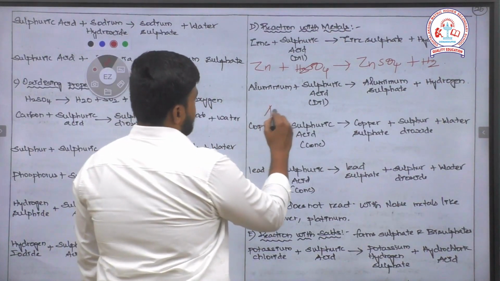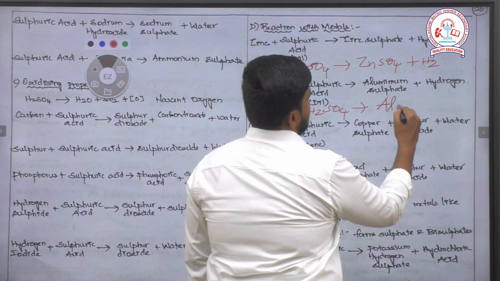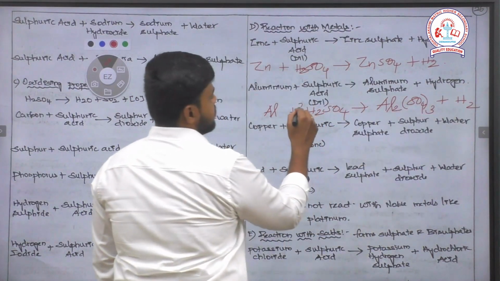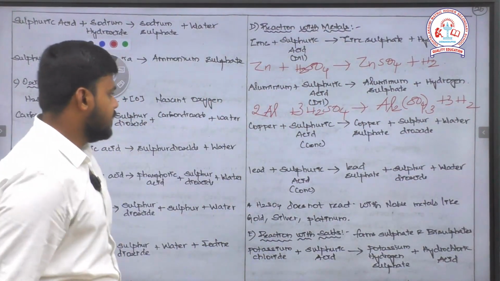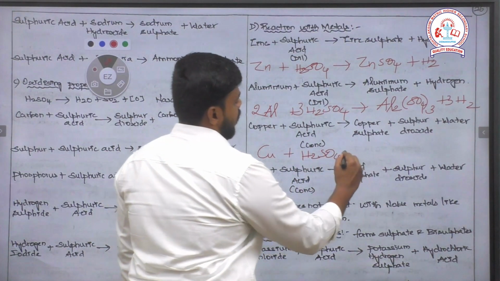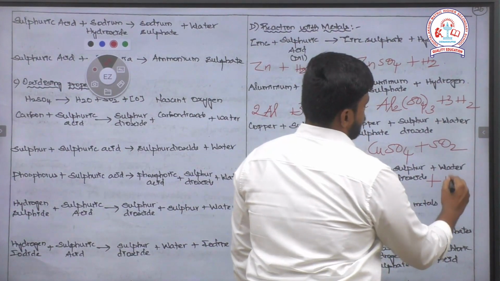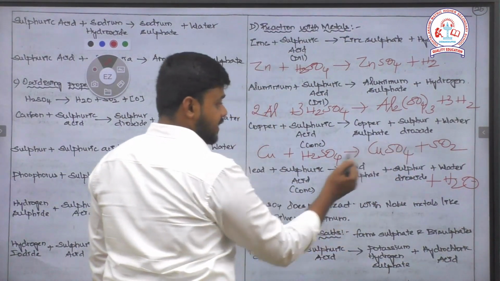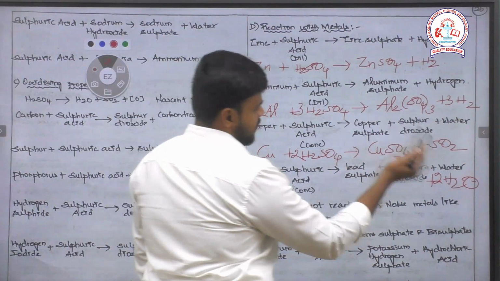Then aluminium reacts with the sulfuric acid to form aluminium sulfate Al2(SO4)3 plus hydrogen. So here it is 3, aluminium here it is 2, hydrogen becomes 6 there, so it is 3H2. Equation is balanced. Then copper reacts with the concentrated sulfuric acid to form copper sulfate CuSO4 plus SO2 plus H2O. To check the balancing, sulfur there it is 2, so I need to make it as 2, hydrogen becomes 4, so I will make it as 2 here, oxygen 8, 4 plus 4, 8, equation is balanced there.